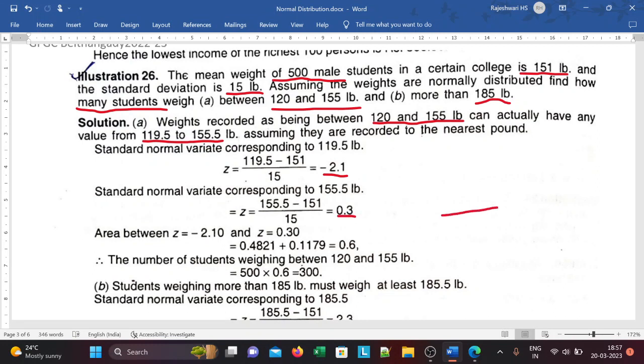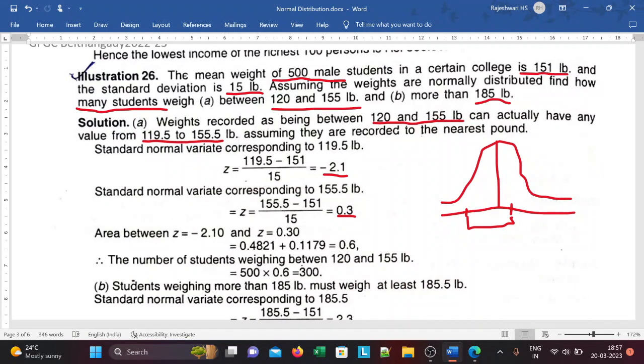So remember the normal distribution curve. It will be in this format. The mean value lies here, so 50% of the values lie on the left side and 50% fall on the right side. So minus 2.1 may fall here, and plus 0.3 may fall here. So the number of students will fall from this point to this point, from minus 2.1 to 0.3.